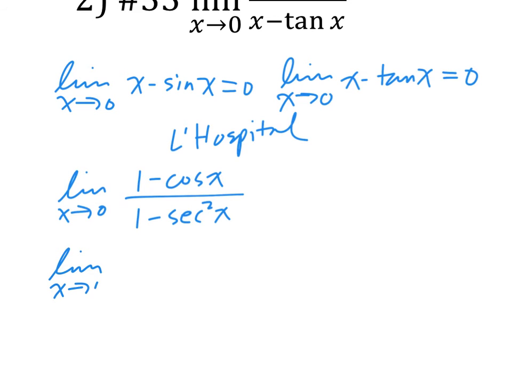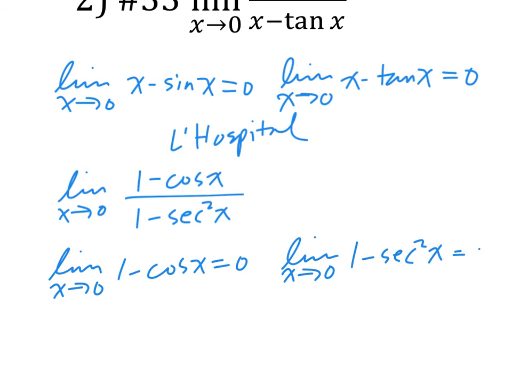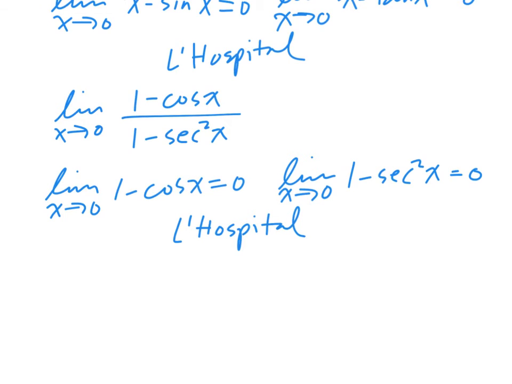Limit as x goes to 0 of 1 minus cosine x is 0. Limit as x goes to 0 of 1 minus secant squared x is equal to 0. Hold up, wait a minute. Is there a point where we stop? You will get to a point. All right, take the derivative. What do you get?